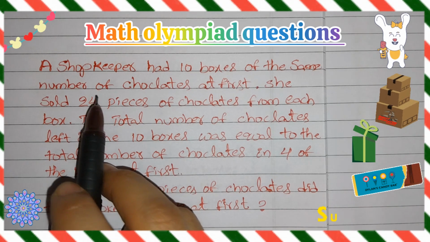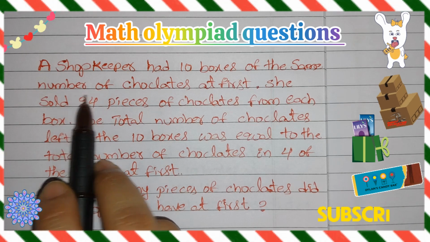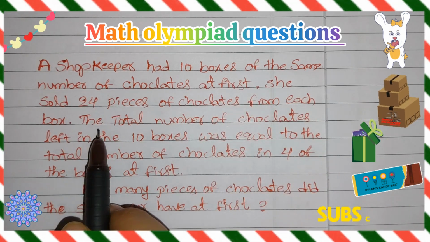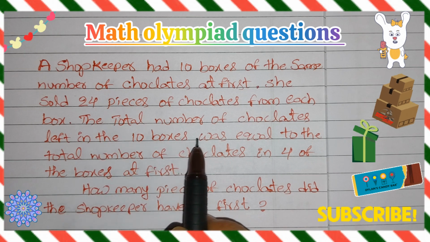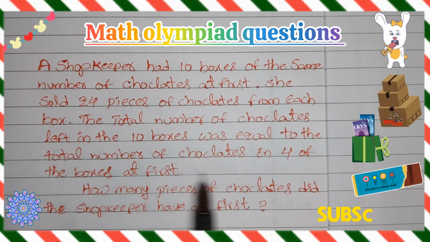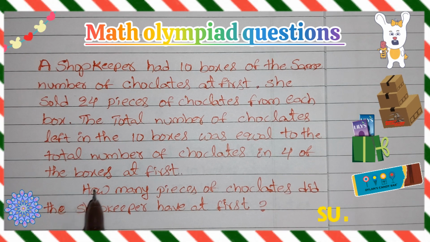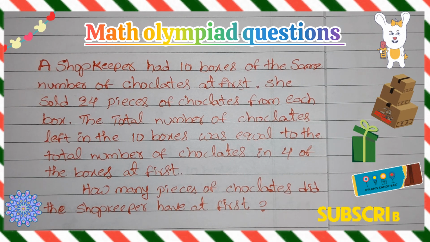Let's start. The first one is: a shopkeeper had 10 boxes with the same number of chocolates at first. She sold 24 pieces of chocolates from each box. The total number of chocolates left in the 10 boxes was equal to the total number of chocolates in 4 of the boxes at first. How many pieces of chocolates did the shopkeeper have at first?